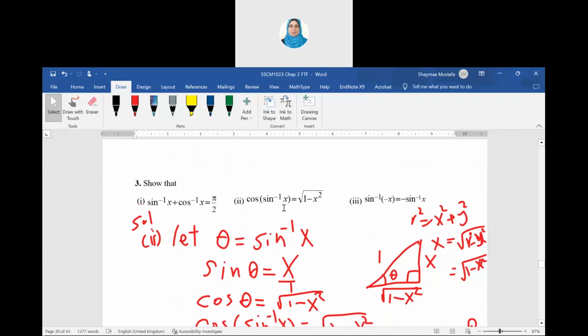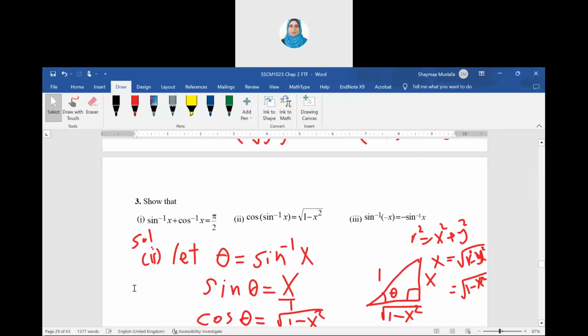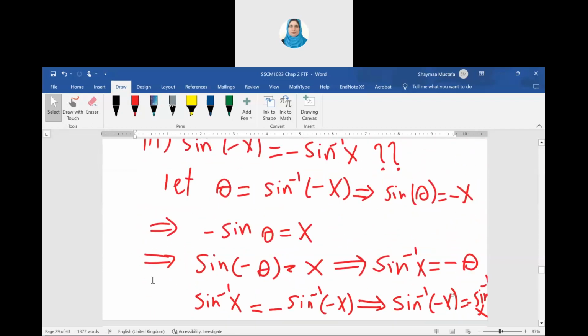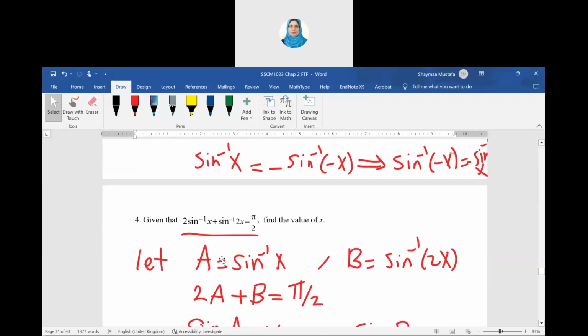So we assume that theta is equal to sine inverse x. Then we find the cos theta by using the triangle with a right angle. Here we proved that sine inverse minus x is equal to minus sine inverse x, based on the identity that sine is an odd function and sine minus theta is equal to minus sine theta.